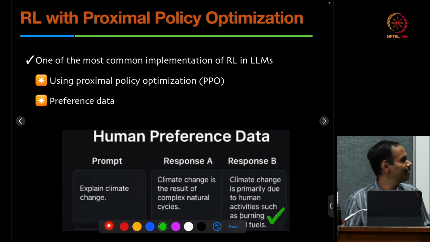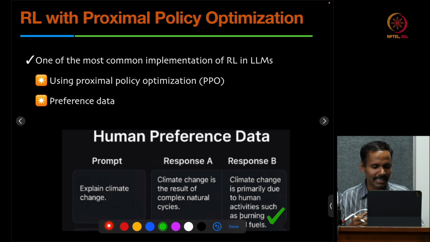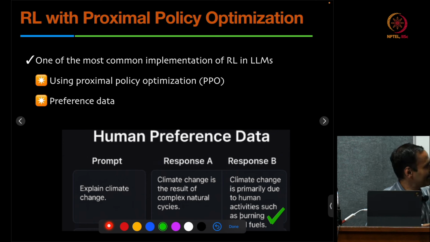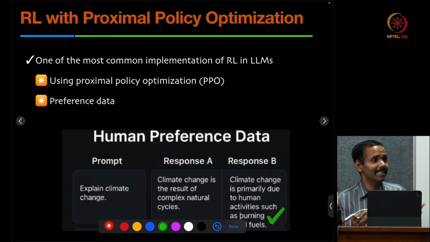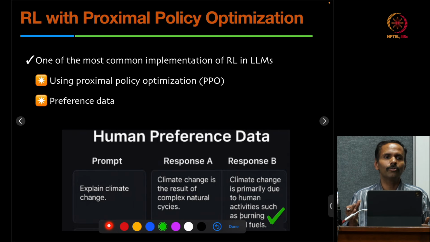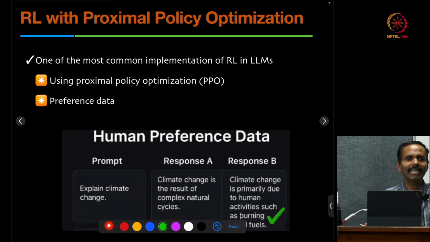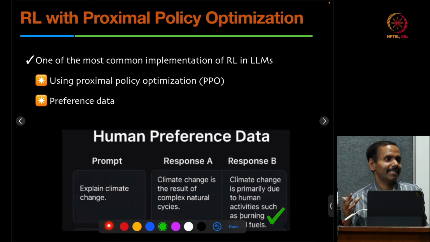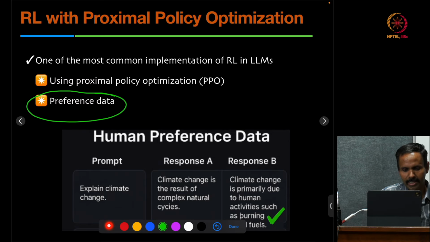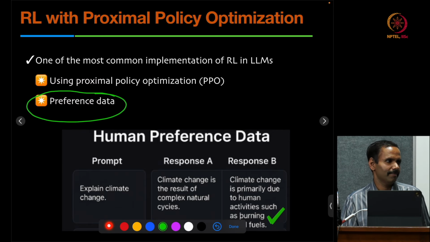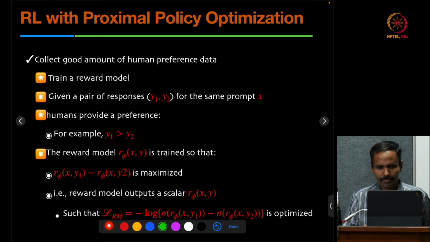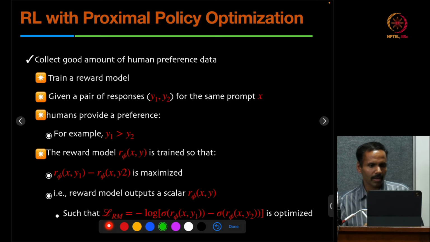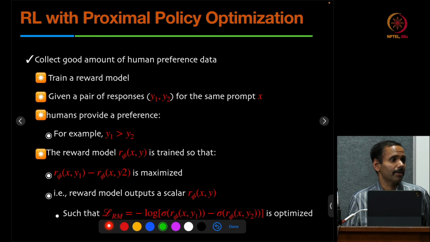just that it got misplaced as the response to this question. You can ask, what is climate change? Then one response is that it is a complex natural cycle, or you can say that it is primarily due to human activities such as burning of fossil fuels. Both of them are indeed not wrong, but certainly most humans prefer the second one because that is what is factually connected to the question. Now we collect a bunch of this preference data, right? One can collect a bunch of preference data. Now what do we do? We train a reward model, right?